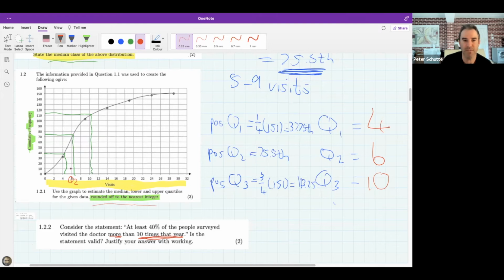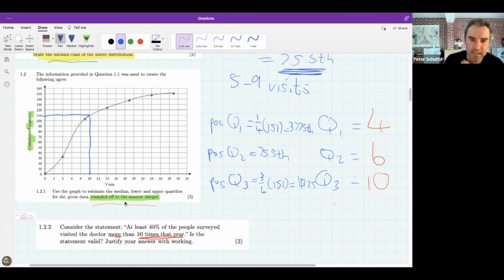Let's have a look. We can even get rid of some of the stuff over here and just focus. Kitty Bonner says no. Who agrees? Who disagrees with that? So the people who visit the doctor 10 times a year or less would be up here, right? So 100, and if you look at the ogive, 110 people visit the doctor 10 times or less.